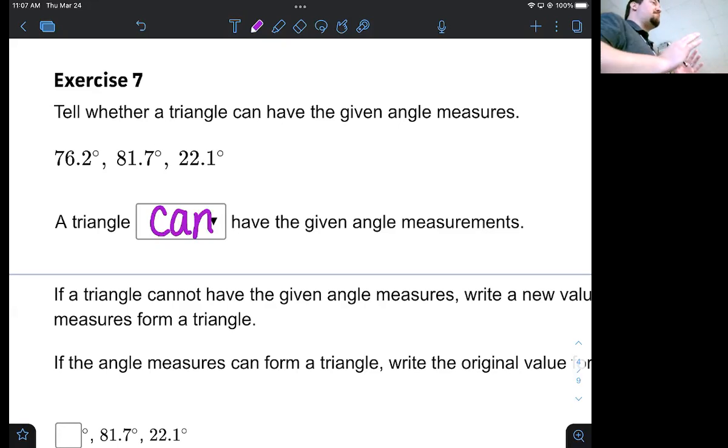Now, some of you haven't had this yet when we talked about unique triangles, but if I give you the 3 angle measurements of a triangle and they add up to 180, it can definitely be a triangle.